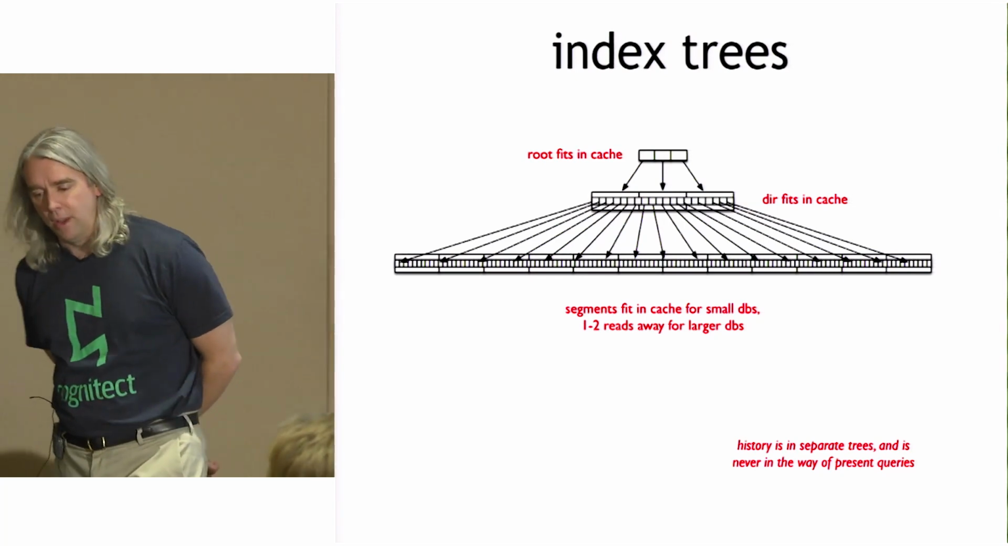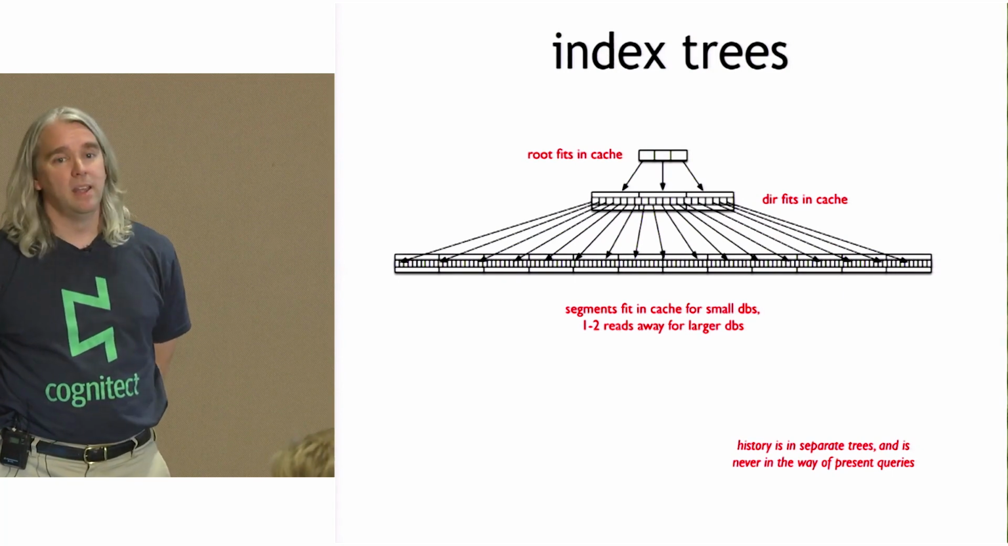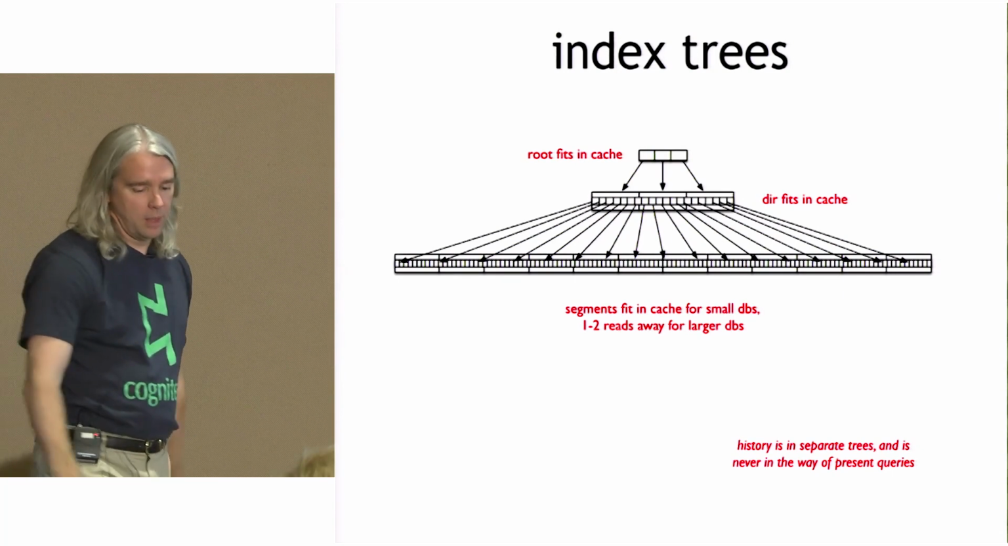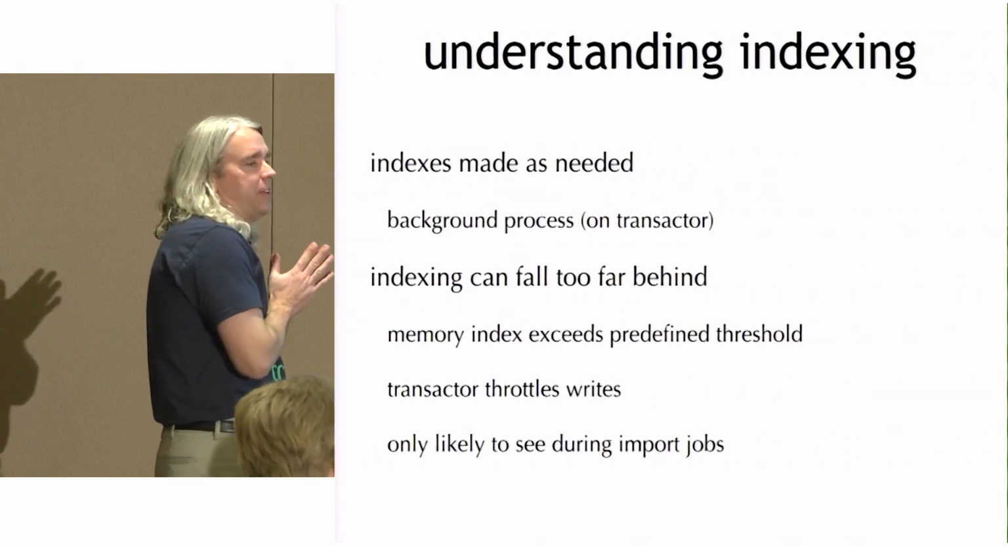Right, separate tree for current values. There's also a separate tree for each sort. So there's an AVET tree and an EAVT tree and an AEVT tree and a VAET tree and so forth. Now, how does this indexing happen?